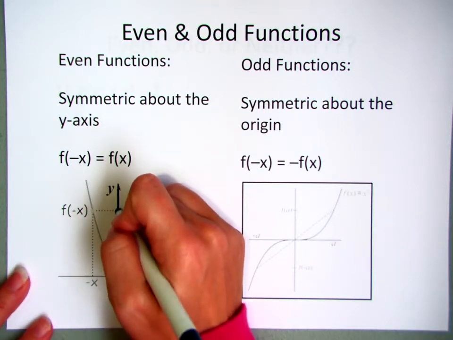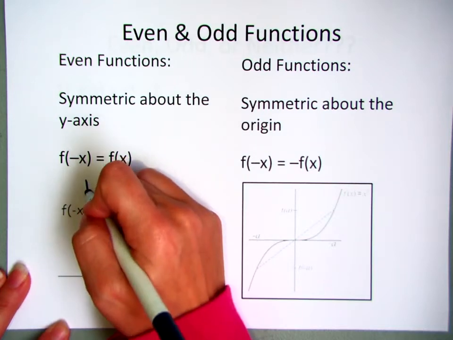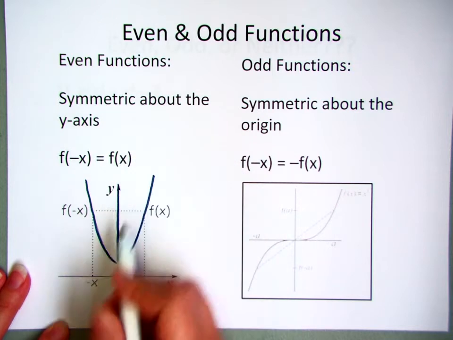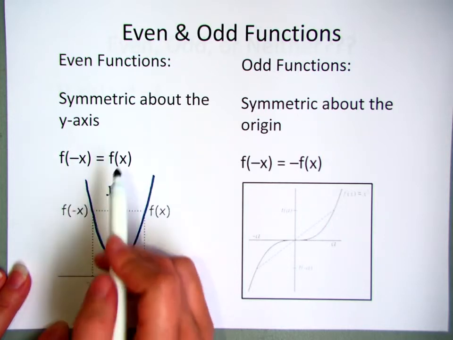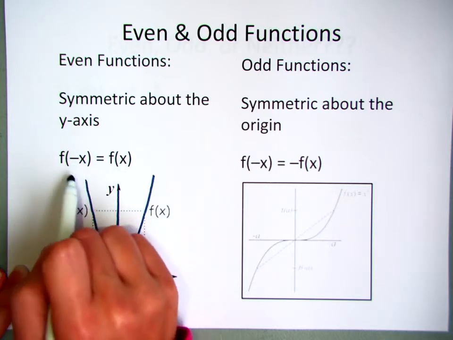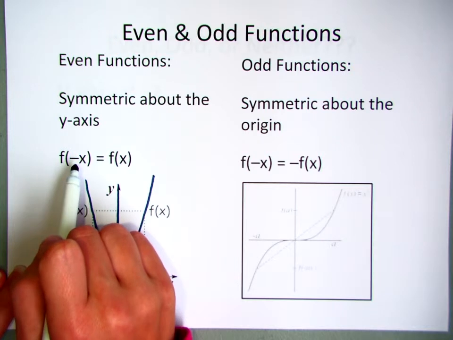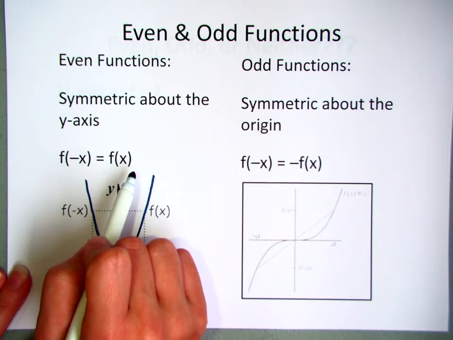That means if we fold the graph on the y-axis, we get two equal parts. Or in other words, it's a reflection over the y-axis. So this little part of my parabola is actually perfectly repeated or reflected over here on this side. So if it's even, it can be reflected over the y-axis. Also, if it's even, if you plug in a negative value for x or a positive value for x, both of the function values are going to be the same.